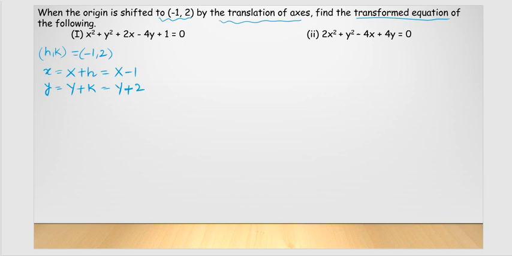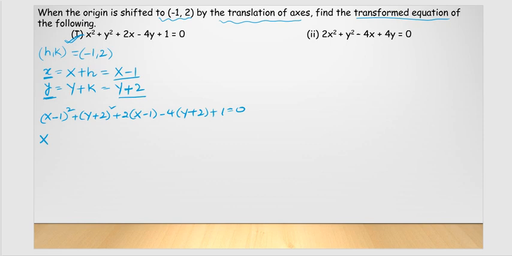Since I need the transformed equation, replace small x and small y with their corresponding values. Then this equation will be transformed. So what am I going to get? In the place of x, I write capital X minus 1 whole square plus capital Y plus 2 whole square plus 2 times capital X minus 1 minus 4 times capital Y plus 2 plus 1 is equal to 0.